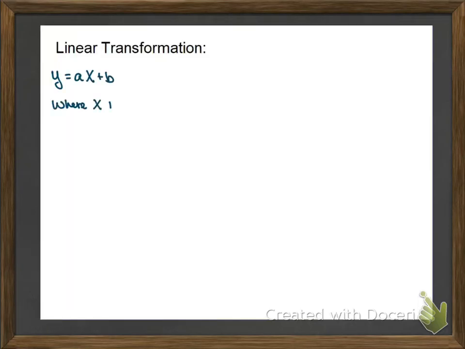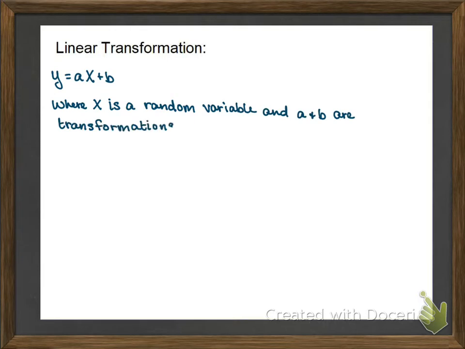In this video, we're going to talk about finding the mean and variance of transformed or combined random variables. So what that is: we have y equals ax plus b, where x is our random variable and a and b are the transformations. So for our expected value, the expected value of ax plus b is equal to a times our original expected value plus b.